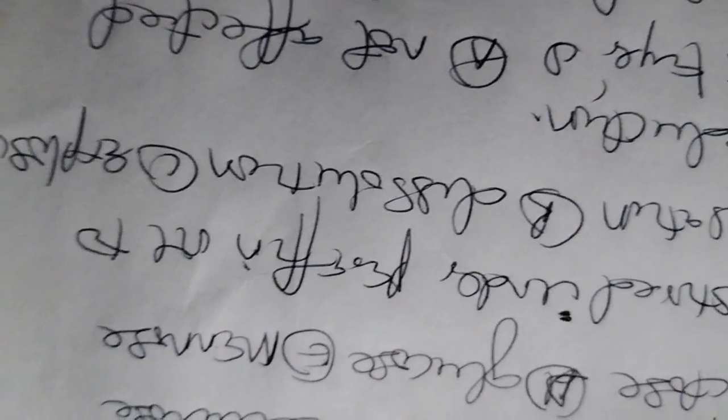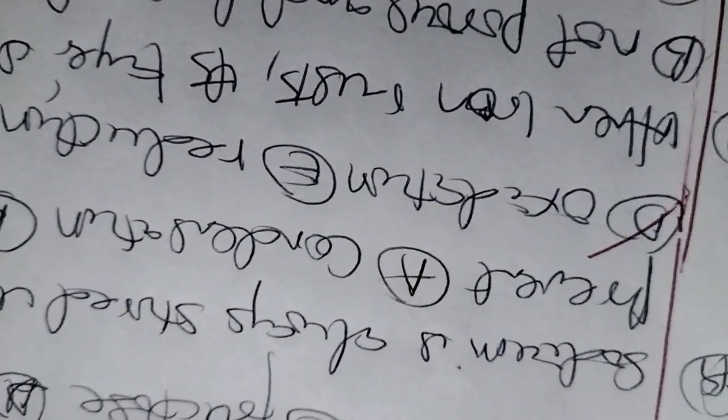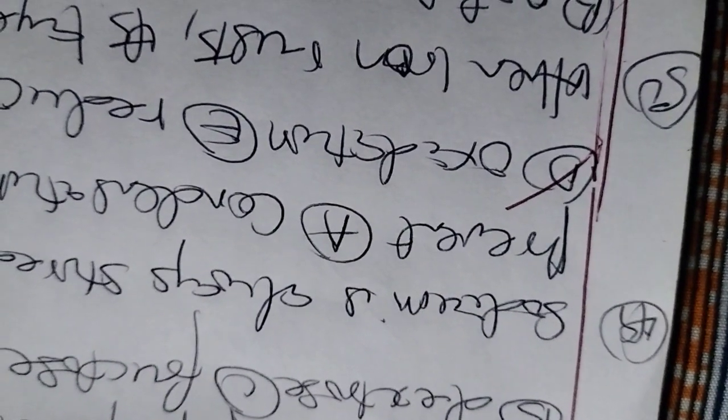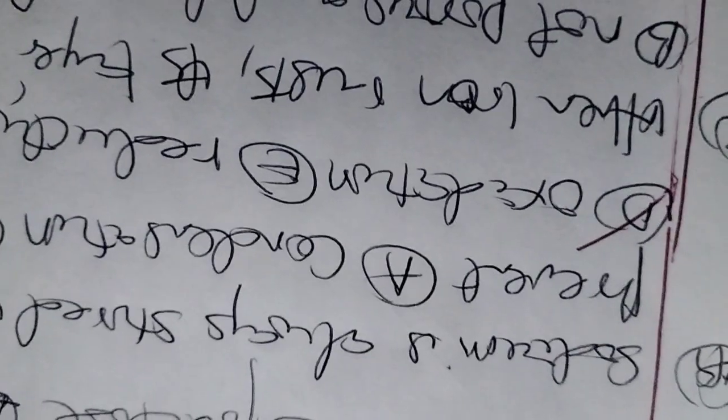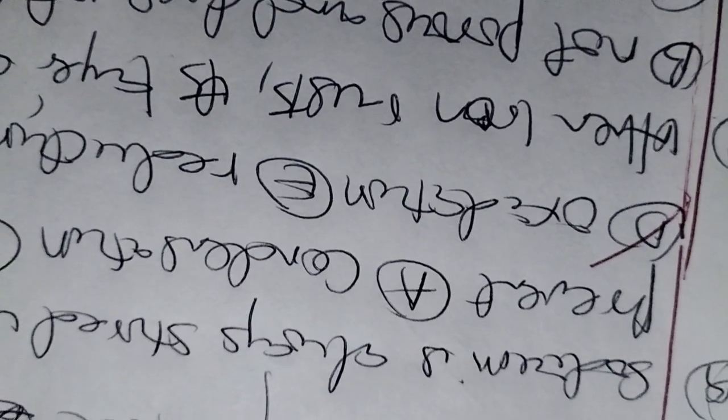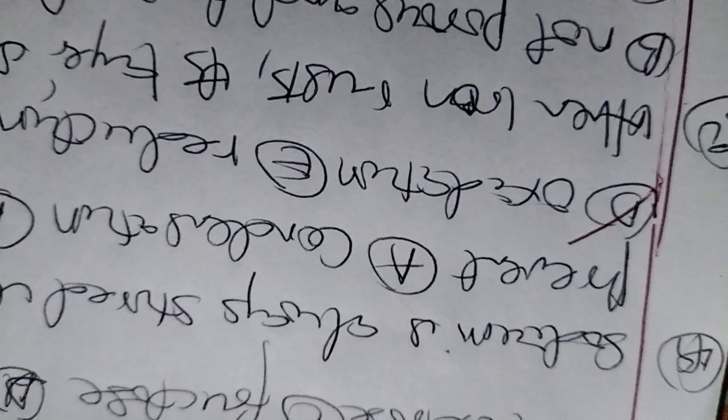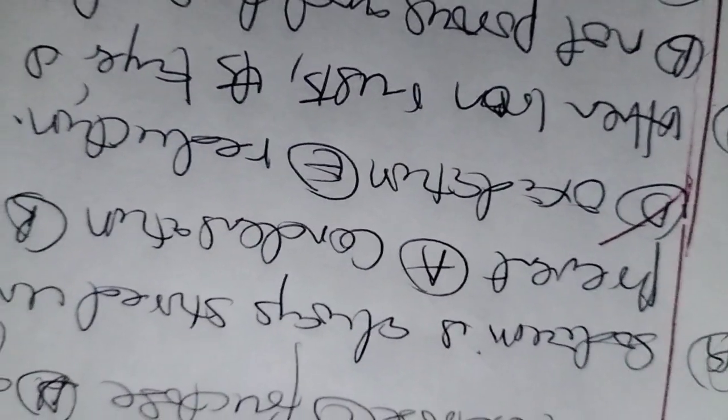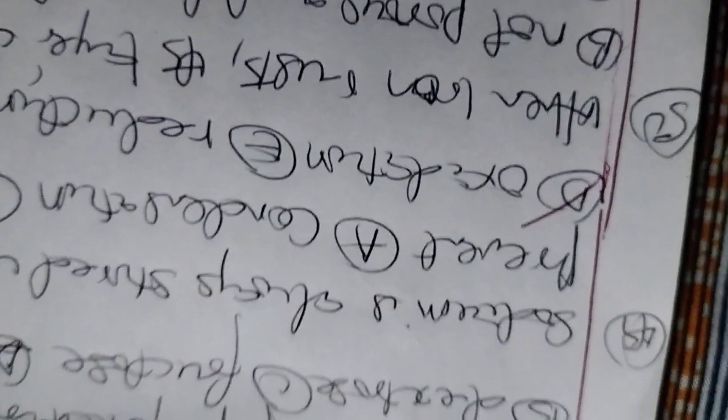49. Sodium is always stored under paraffin oil to A, prevent condensation, B, prevent dissolution, C, prevent explosion, D, prevent oxidation, and E, prevent reduction. The answer to number 49 is D, because when it's exposed to air, it reacts with oxygen, so we store it under oil to prevent oxidation. 49 is D.